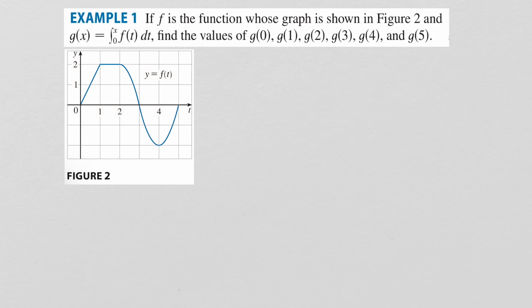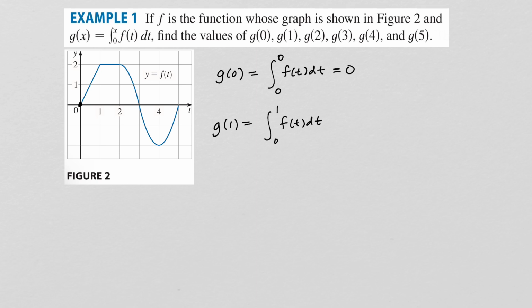First, we want to find g of 0. Well, g of 0 is the integral from 0 to 0 of f of t dt. And this is clearly 0, because if we start at 0 and we end at 0, there is no area to speak of. G of 1 would be the integral from 0 to 1 of f of t dt. And this is basically the area from 0 to 1 under the curve f of t. So we are looking at this area.